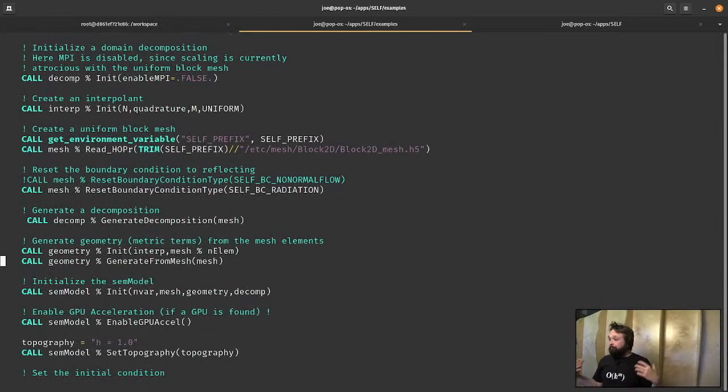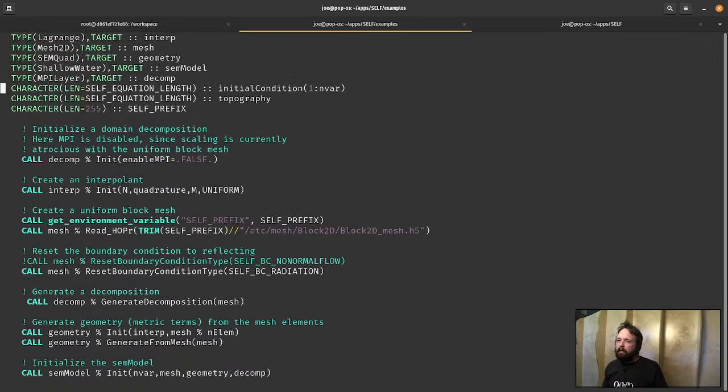Okay. So for those of you who are new to working with SELF, essentially writing a program comes down to just defining a few things. One, we need to have a domain decomposition object. So this allows you to take advantage of all the MPI features underneath the hood, so you can do cluster computing. And if you have GPUs, this allows you to also do multi-GPU computing.